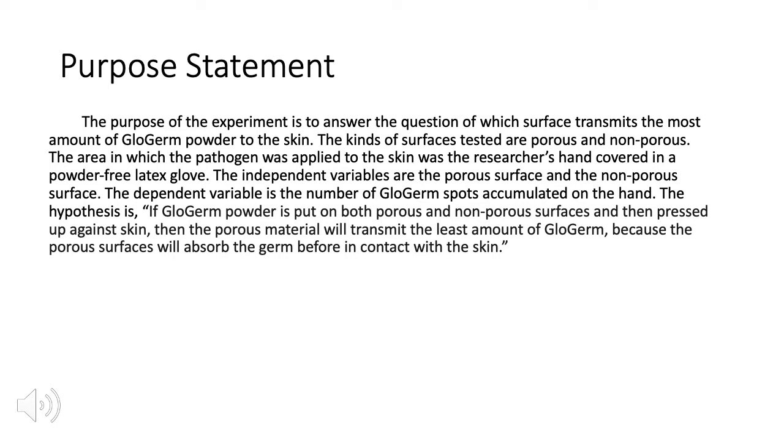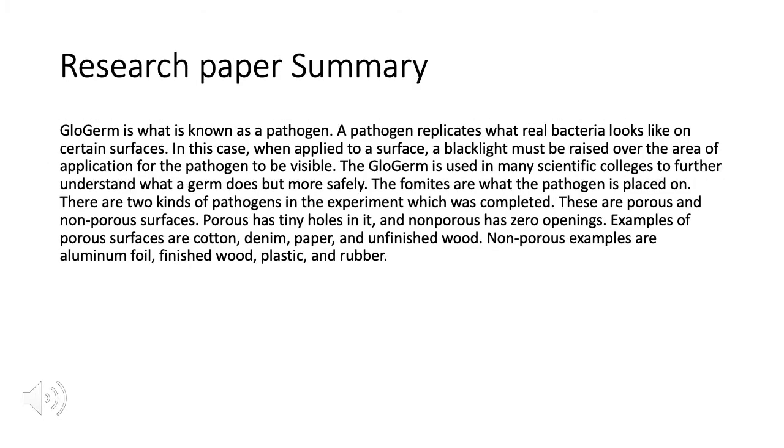The area which the pathogen was applied to was the researcher's hands covered in a powder-free latex glove. The independent variables were the porous and non-porous surfaces, and the dependent variable was the glow germ spots accumulated onto the hand. The hypothesis stated if glow germ powder is put on both porous and non-porous surfaces and then pressed up against the skin, then the porous material will transmit the least amount of glow germ because the porous surface will absorb the glow germ before in contact with the skin.